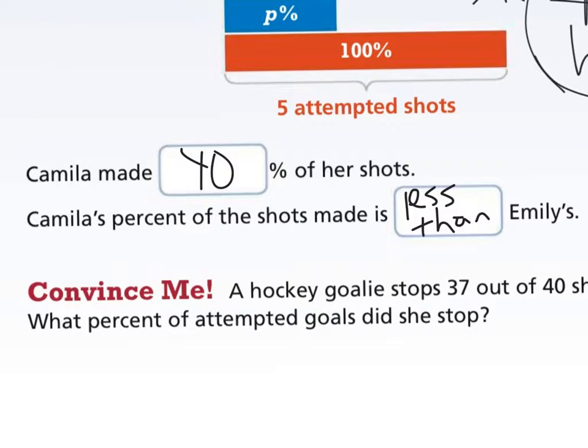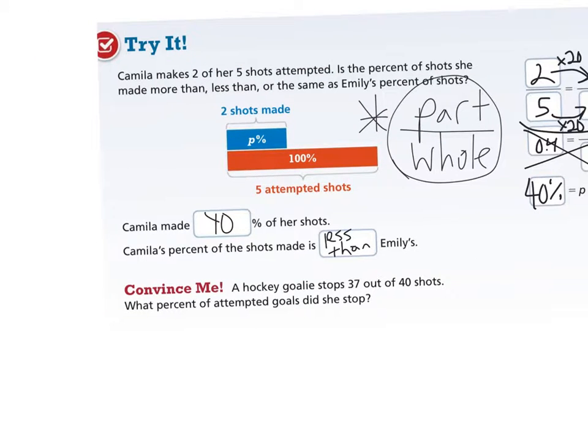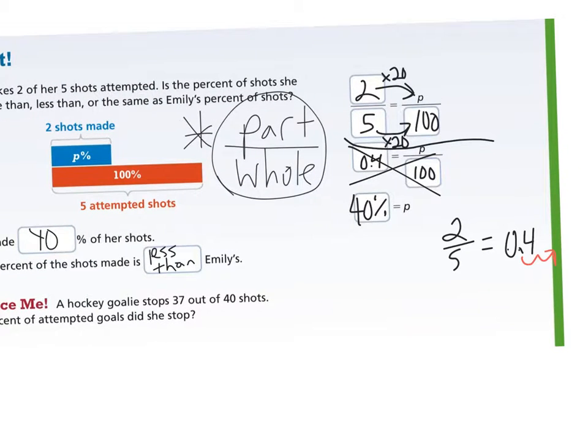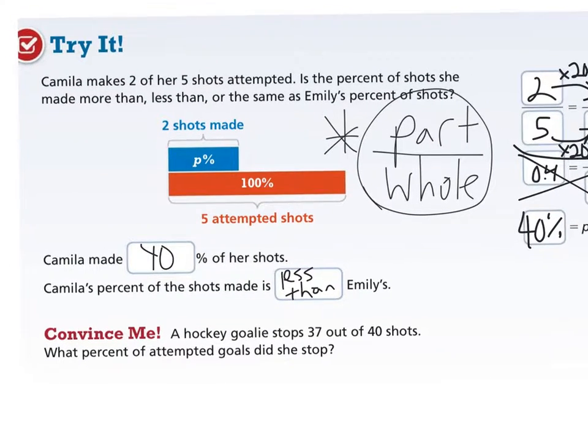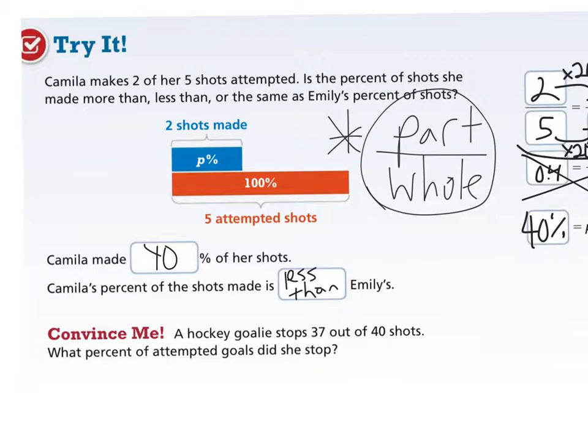And another good observation here, students being very observant today. 2 out of 5 that Camilla made, that's less than half. 2 is less than half of 5. The other person made 9 out of 12, which is more than half. So if we didn't specifically have to find what percent she made, just by knowing she made less than half and the other person was more than half, we would know that Camilla's percent would be less than Emily's.